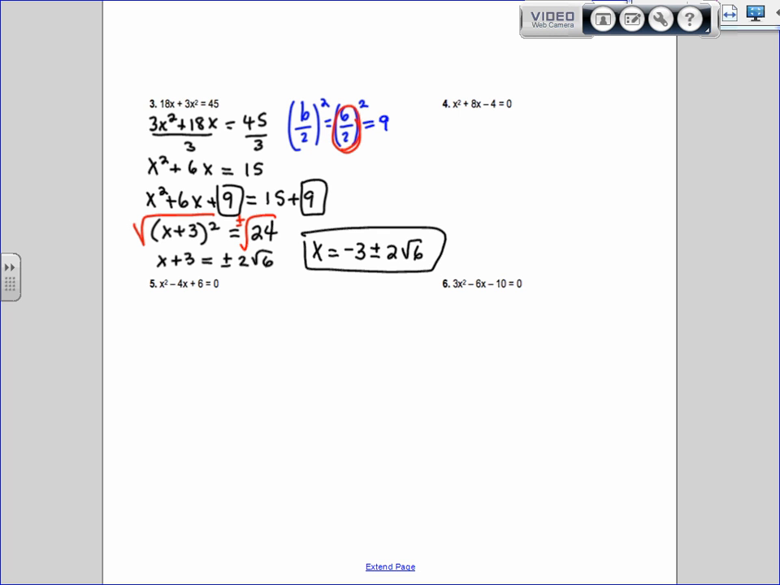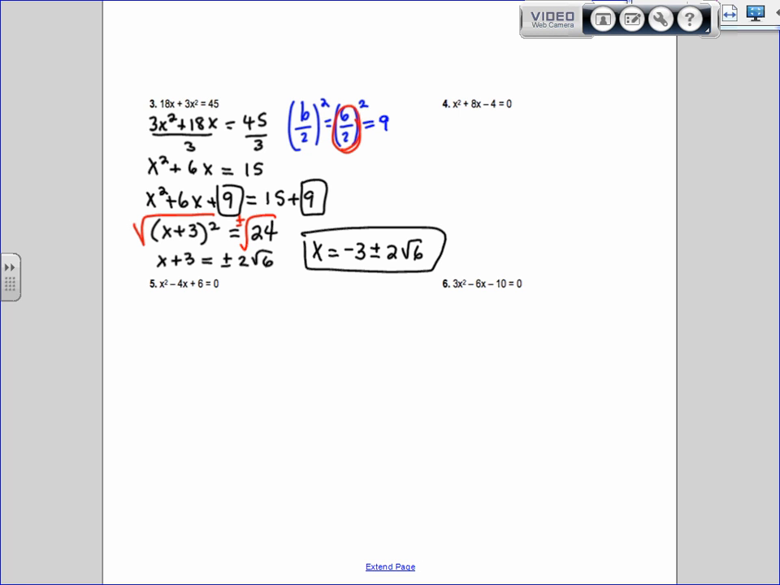We cannot combine the 3 and the 2. We can't make it like -1 root 6. A lot of people try to do that. You can't do that though because they're not like terms. Right? Remember we talked about adding and subtracting things with roots. You can't add them unless they have the same root part. So we're done.